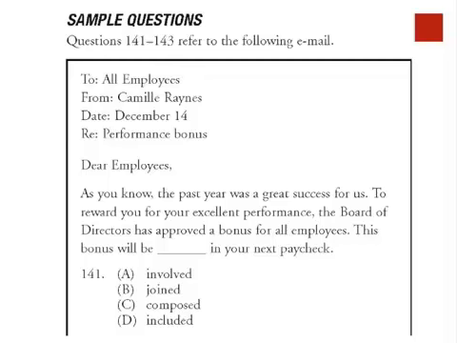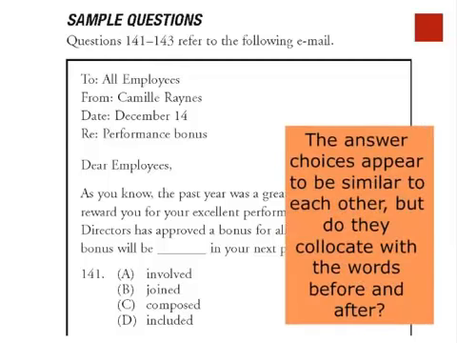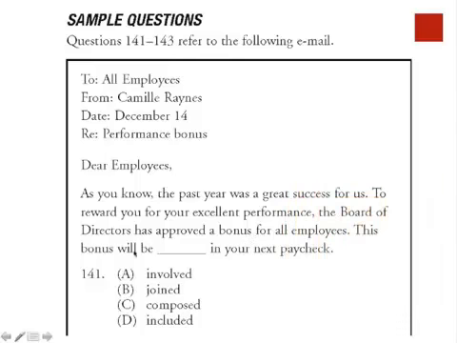Now let's go back and see if we can answer the questions. Now, looking at question 141, the first thing we notice is that many of the words do appear to be similar in meaning. For example, involved and joined and included all definitely seem to be very much related in terms of basic meaning. But the question is, how do they collocate or chunk with the words before or after? Now, of course, now we realize that that's only part of the situation.